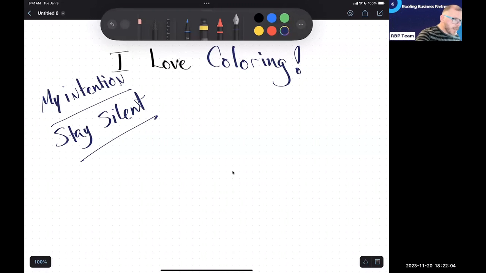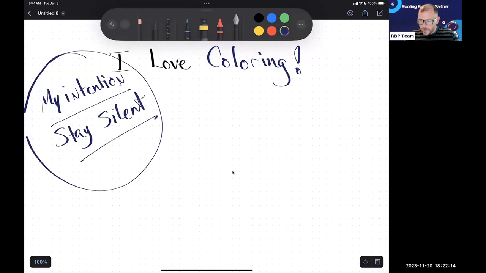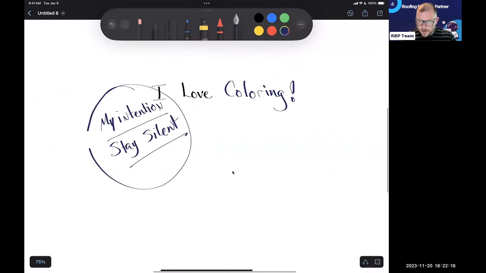I love coloring. My intention is to stay silent. You guys see that? So that was my intention, to actually make it through the 30 seconds. Because that 30 seconds of silence, man, I tell you, it's awkward. It's hard to do. Harder than you might think.